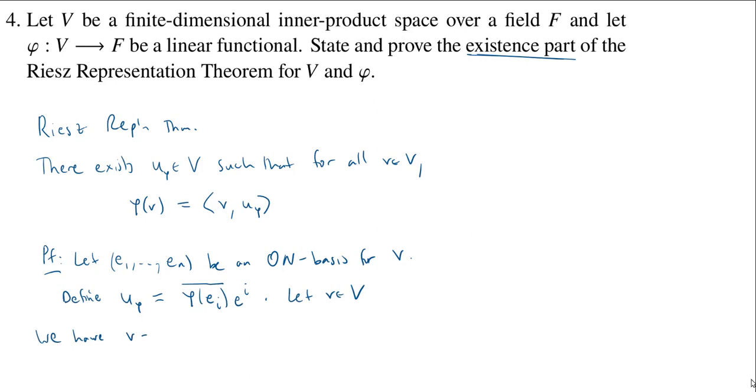We can write v in terms of the orthonormal basis, and we actually know what the coefficients are. They're just the inner product of v with each of these basis elements. I'll write it with a j this time so as not to confuse it. So we know what v is, and now we want to compute phi of v. So phi of v would just be phi of this sum, the inner product of v with e_j times e_j.